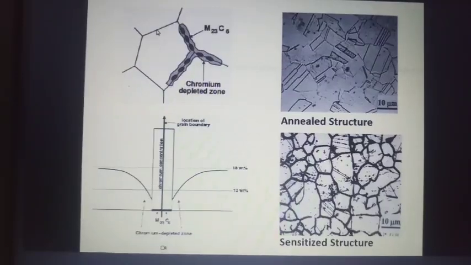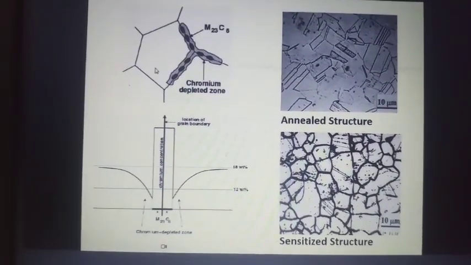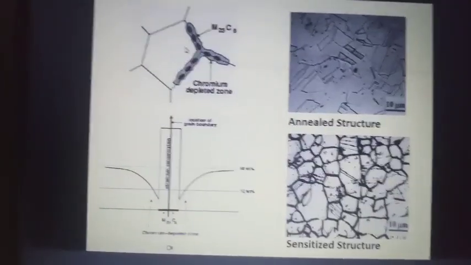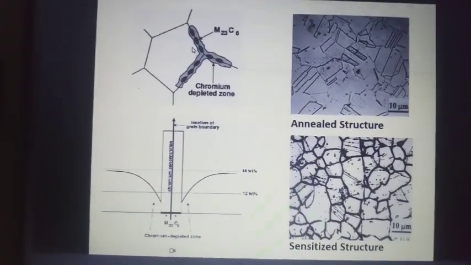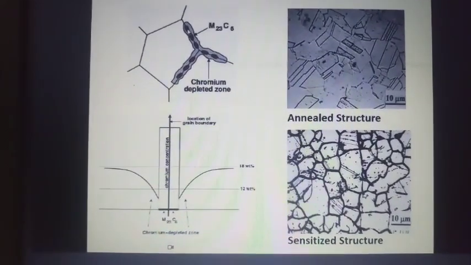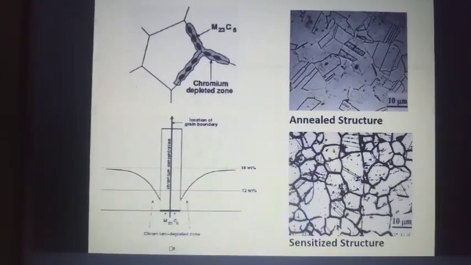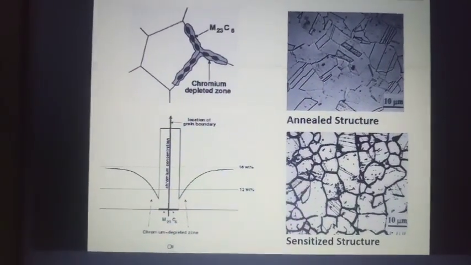But what happens is, when you cool slowly from 800 to 400, or when you heat it slowly from 400 to 800, the carbon in the middle and the chromium near the grain boundary combine and form chromium carbide, Cr23C6. And then the grain boundary becomes black like this. This is called the Cr23C6 chromium carbide precipitated, sensitized structure.